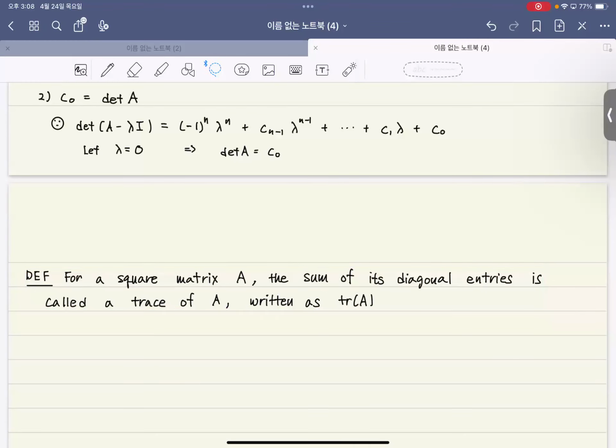So now this is the right time to introduce you to this definition. For any square matrix A, the sum of its diagonal entries is called the trace of A. And we'll usually denote this by tr of A, the trace.